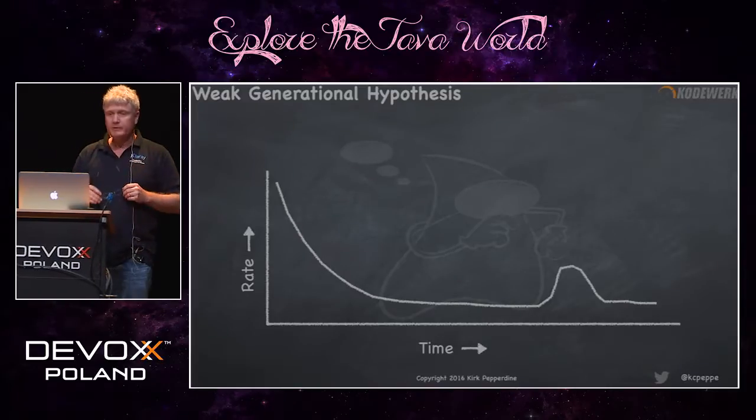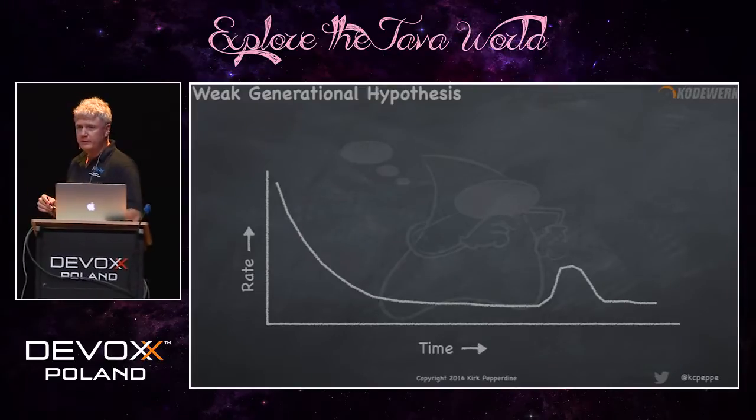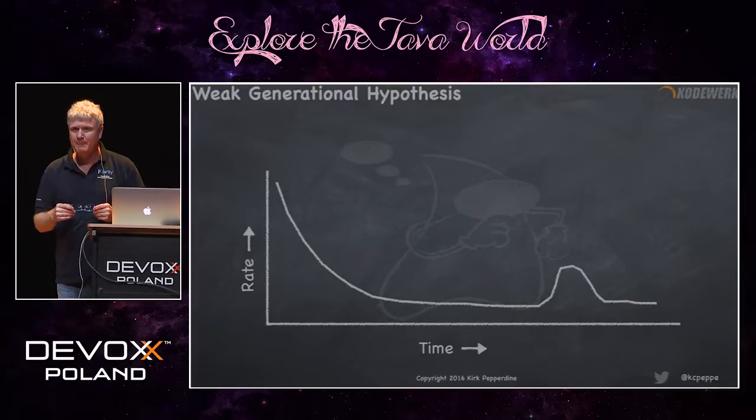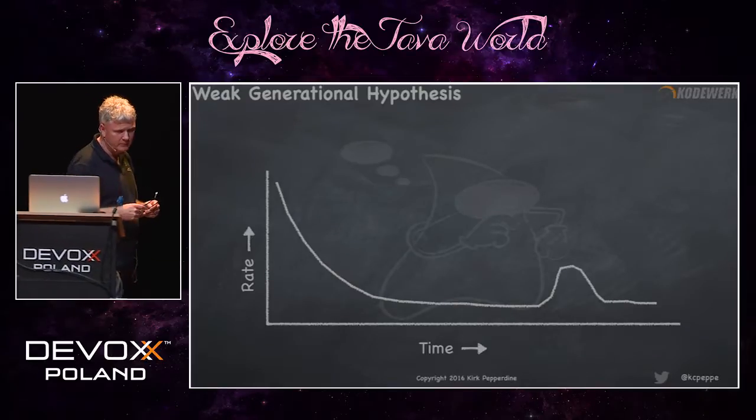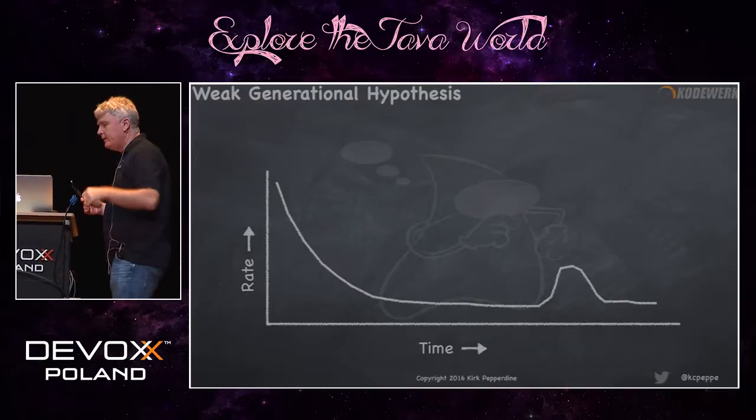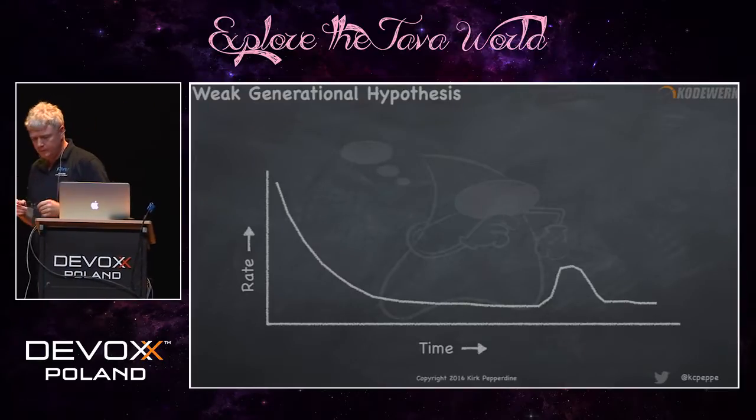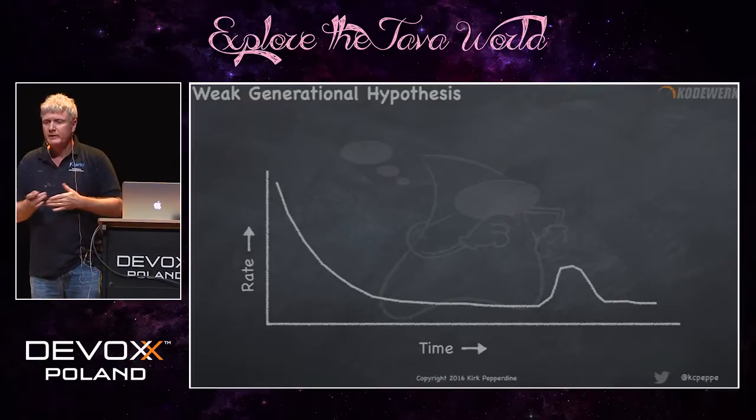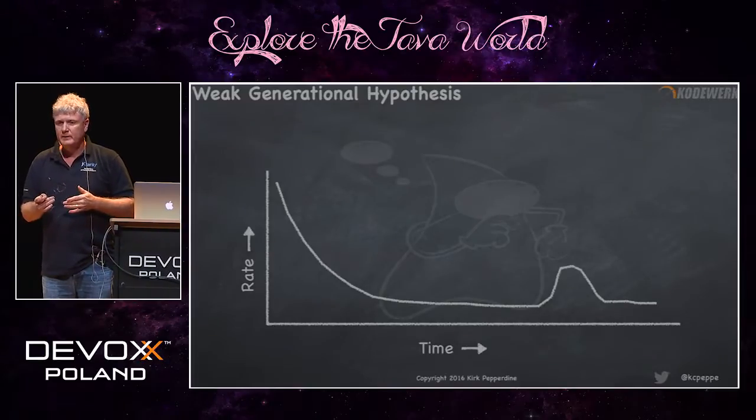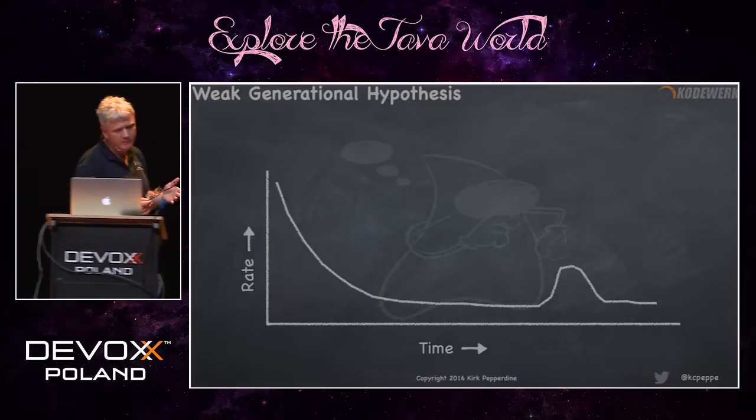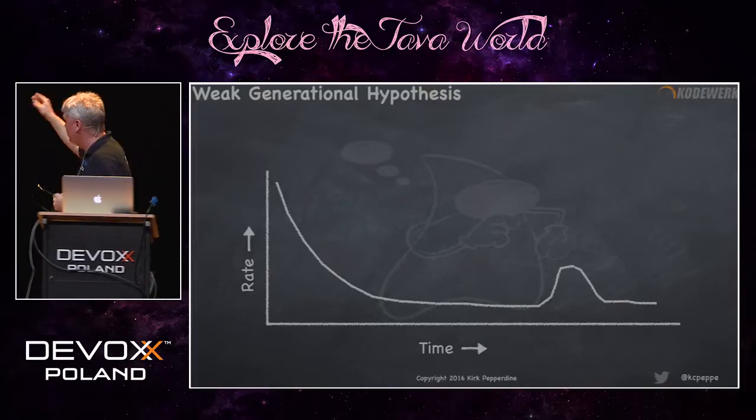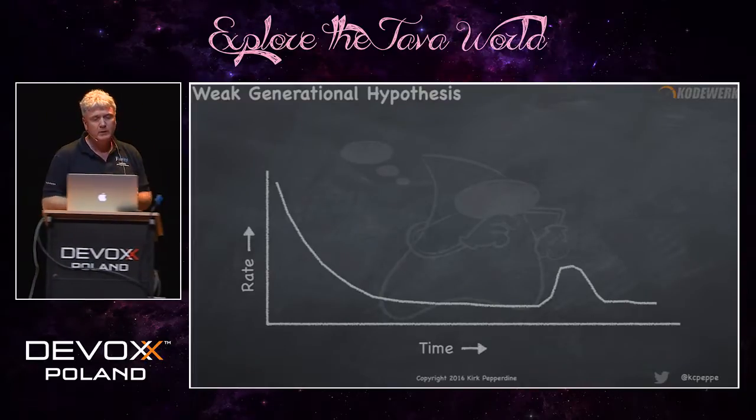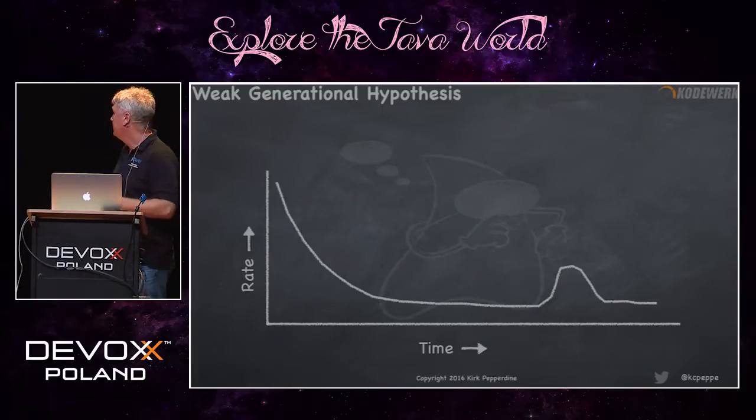Okay, so has anyone heard of this thing? The weak generational hypothesis? Objects die young, yes, exactly. So most of the data that you use, you create it and you immediately throw it away. Most of it is not referenced by the time it leaves the CPU. If it happens to be still referenced by the time it leaves the CPU, it's going to live for a very long time. So that's on the other end of the chart here, that little humpy thing. Okay? So this is the rate of death of these particular objects.